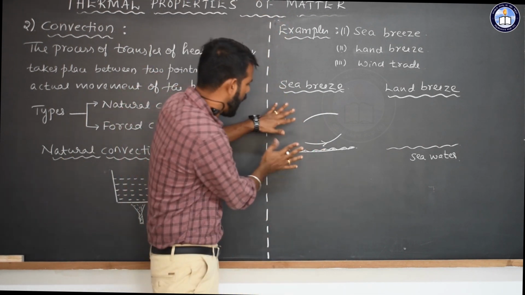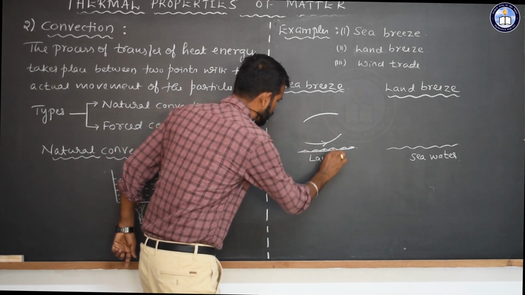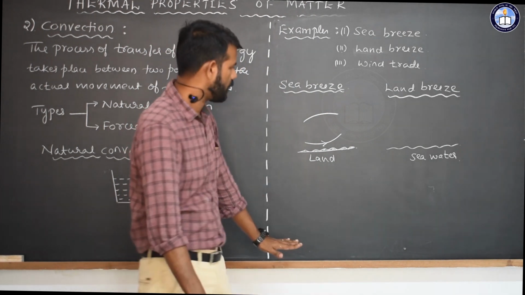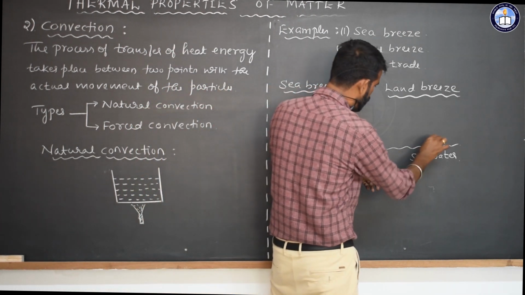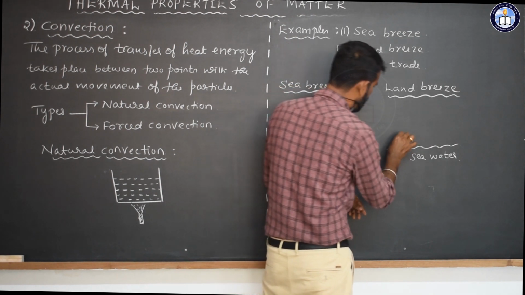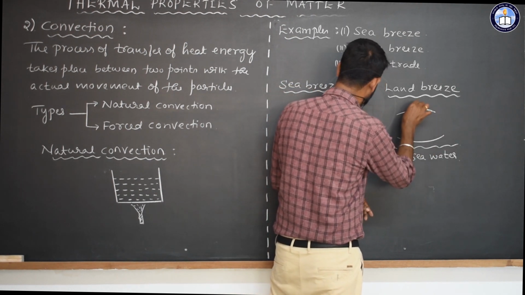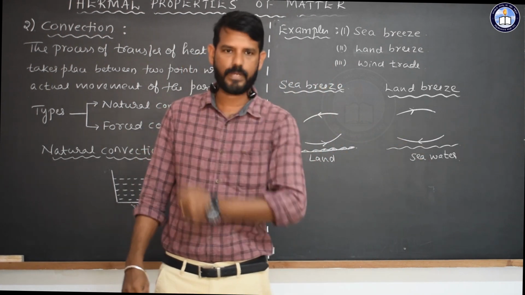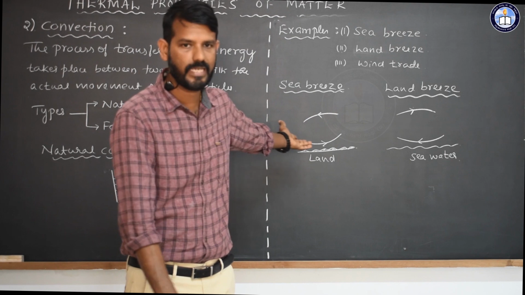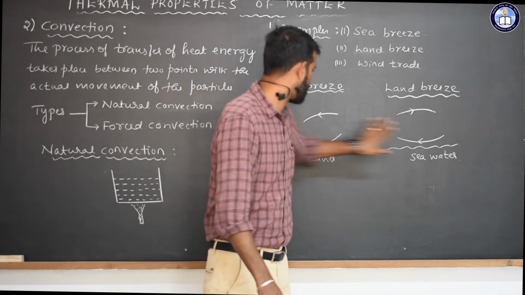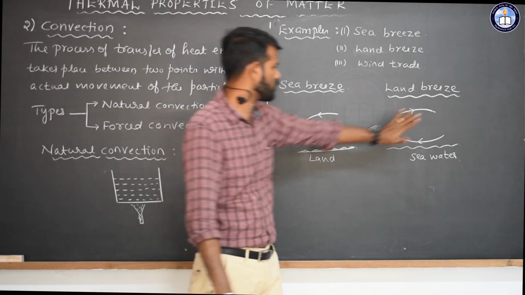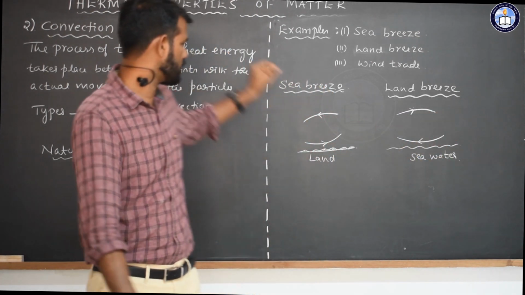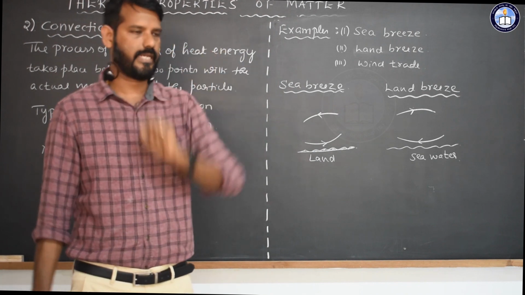But if you go for land here, this land will cool immediately during night. As a result, what happened? The air molecules nearer to the sea water are at higher temperature as compared to that of the land. The phenomenon is exactly opposite to that of sea breeze. So this is called land breeze here. Okay, land breeze takes place at night, whereas sea breeze takes place during the daytime.